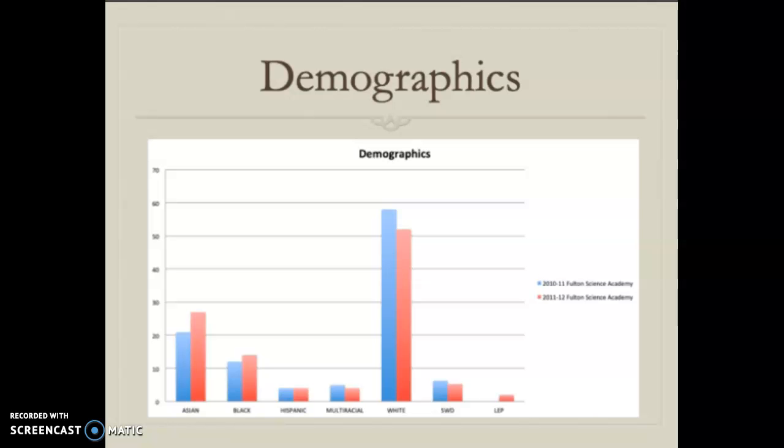These were the demographics of the school year of 2010 through 2012. The demographics did not change much from the 2 years that are being compared, and Fulton Science Academy has had the same average demographics for years. This data focuses on the race of the students, students with disabilities, and the limited English proficiency.